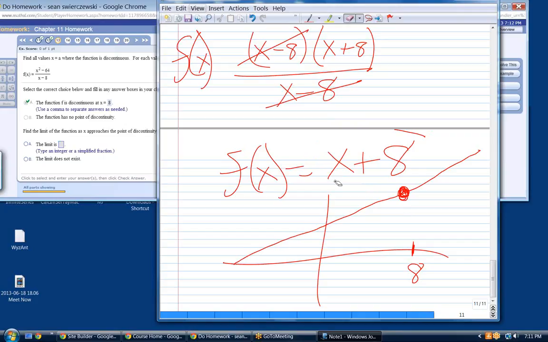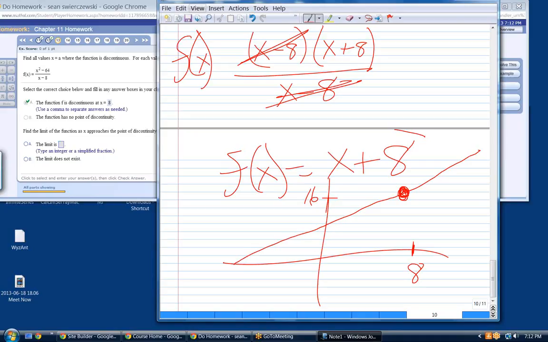So as we approach the number 8, what are we approaching on the y-axis? Plug in 8 for x. What are you approaching? 16. Oh. This hole occurs at a y value of 16. And how'd you get that one again? Well, I started with the original function. I factored the numerator, and I canceled that with that, leaving f of x equal to x plus 8.